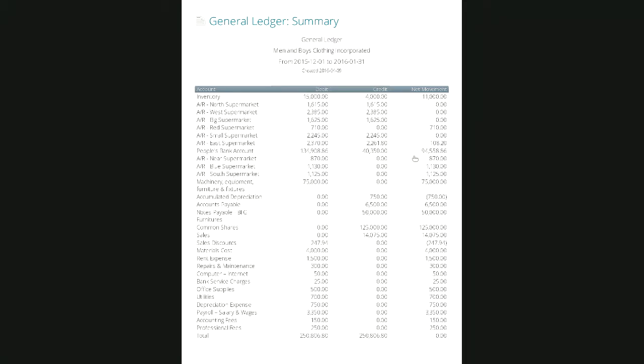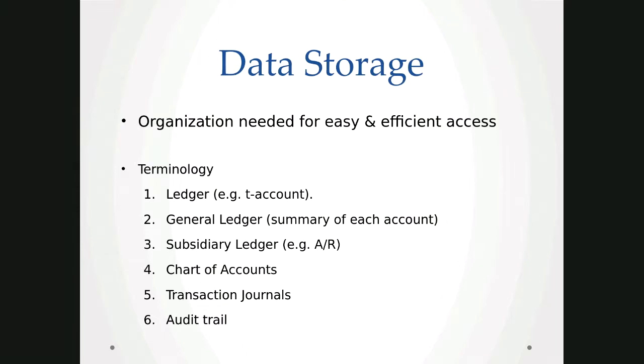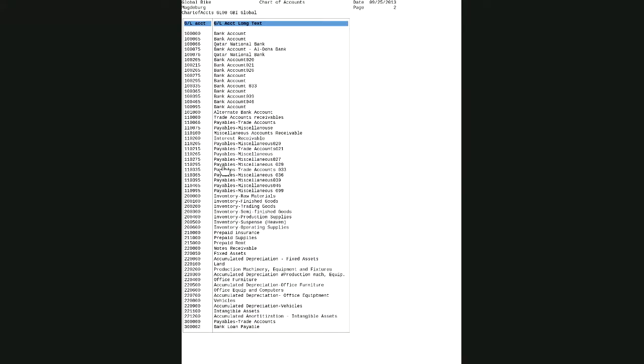Okay. The next item we have is a chart of accounts. A chart of accounts is a list of all the accounts the company uses by name and account number. So let me show you an example. Here is a chart of accounts. You see this company has all of these accounts that it uses. Every single account has an account number and an account name.